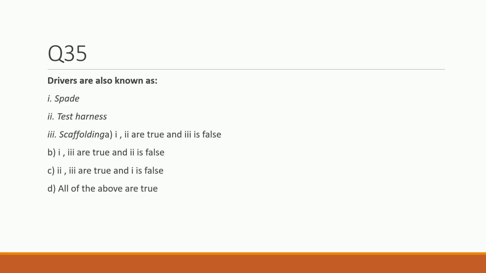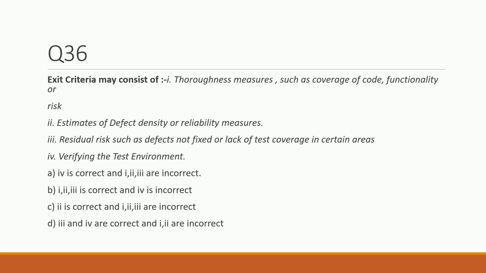Question 35 is drivers are also known as stubs, test harness, scaffolding, and so we have A, B, C and D, and the correct answer is C, where 2, 3 are true and 1 is false. So it is called test harnesses and scaffolding.